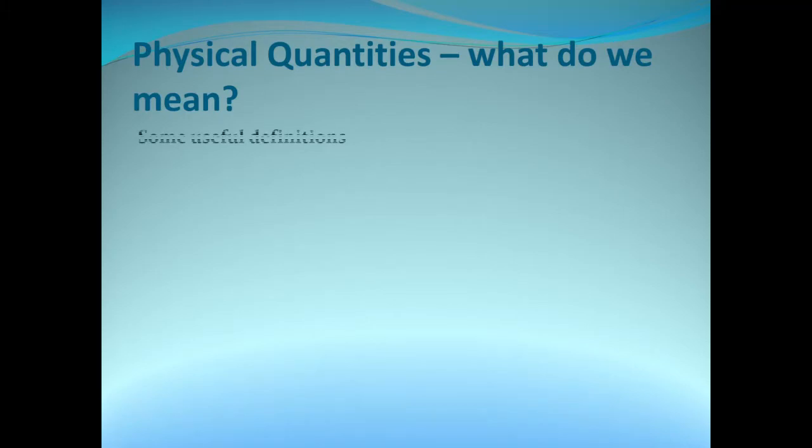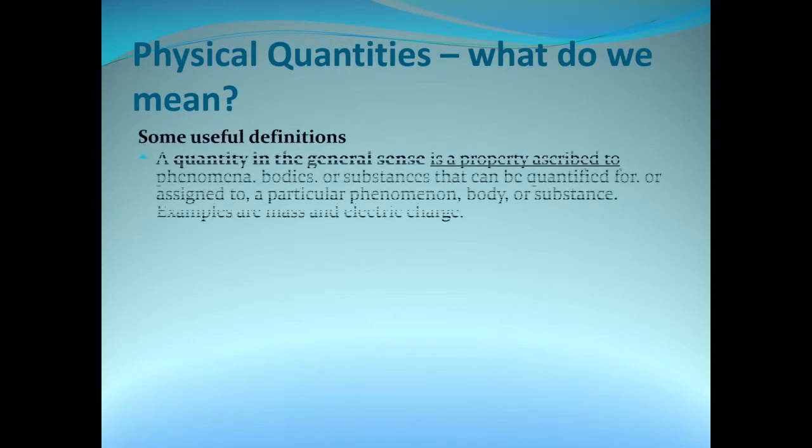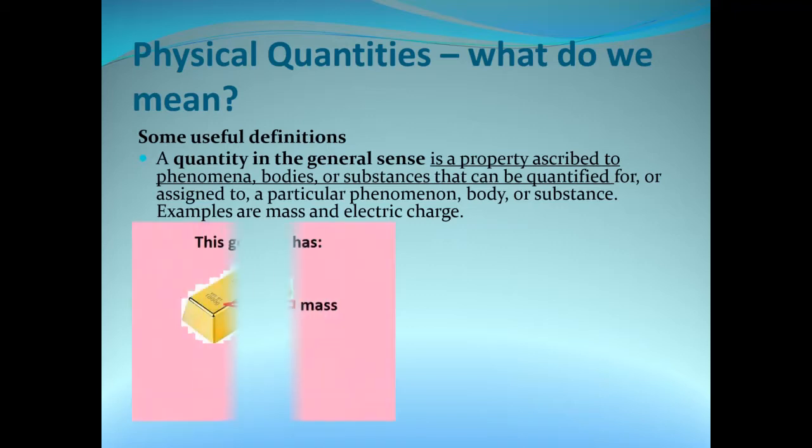So physical quantities, what do we mean? Here are some useful definitions. A quantity in the general sense is a property ascribed to a phenomenon that we can see, or a body or a substance, and it can be quantified or given a number. And so we can assign these numbers to particular phenomena. So for example, here is a gold bar. That gold bar has a mass. I'm ascribing a quantity to that gold bar.